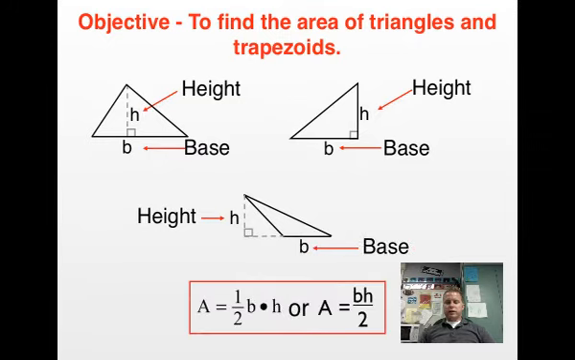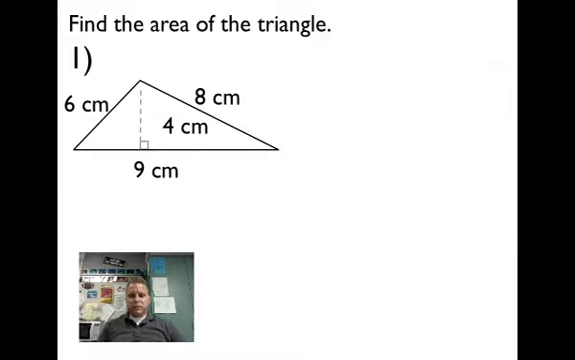And here again is a repeat of our 2 formulas. Area is equal to 1/2 base times height, or this is how I prefer to write it: area is equal to base times height divided by 2. To me, it's just a little easier with no fractions. So let's practice.